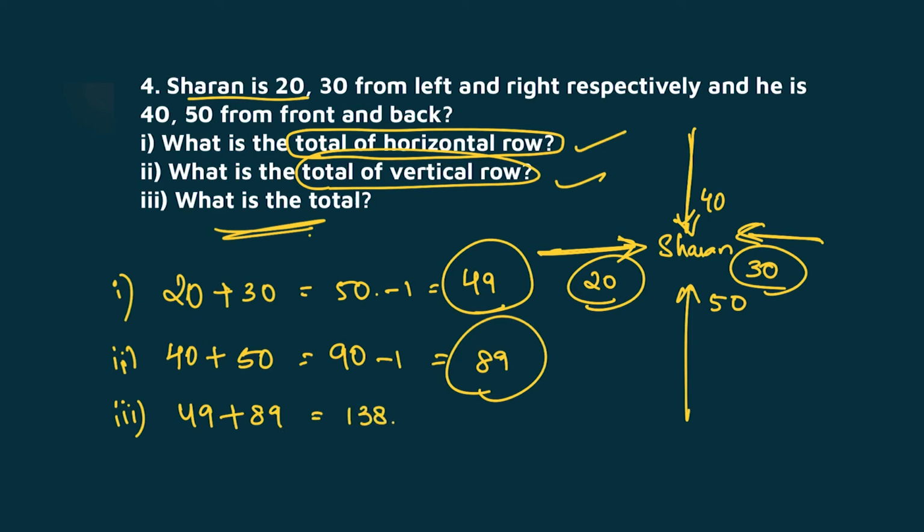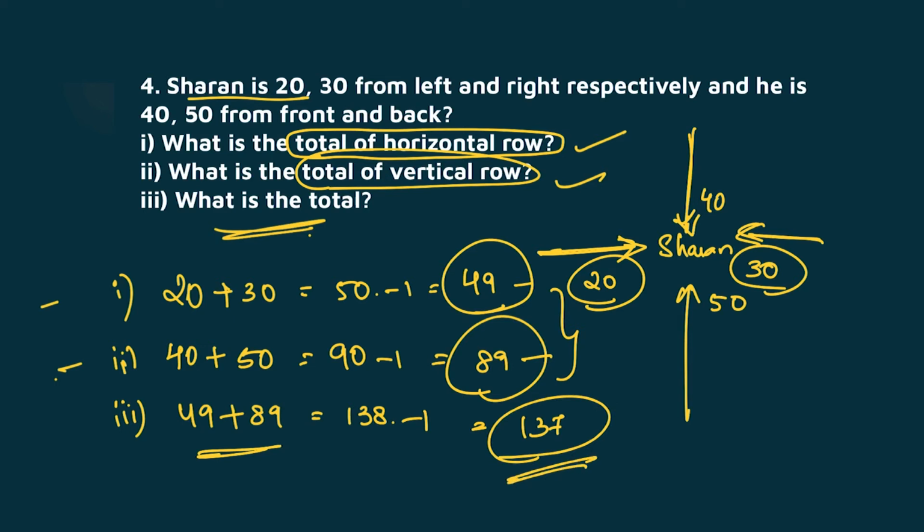But think about what we calculated in the first two sub questions. In the first as well as in the second sub question, we have included Sharan. So he is counted twice when we are counting the total. So we have to subtract 1 so that we get the exact number of members, that is the total members.